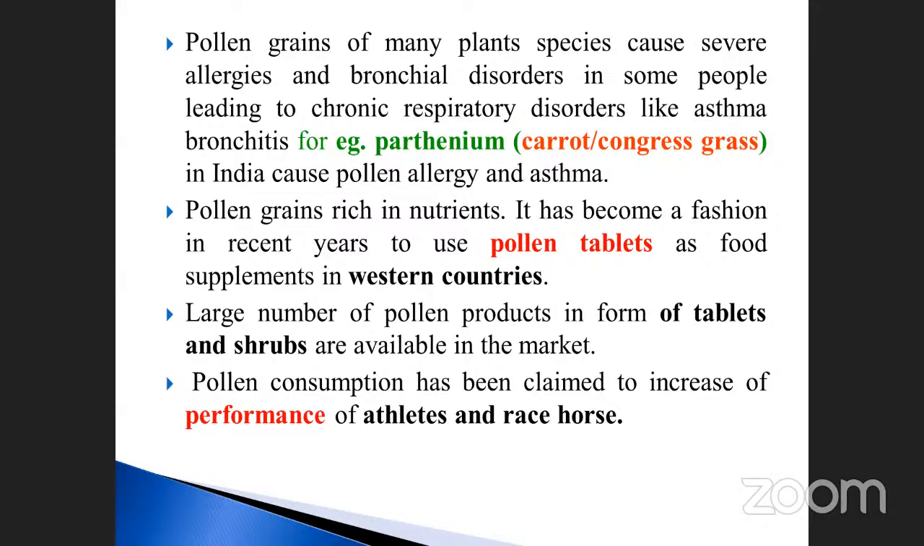See here, pollen grains are rich in nutrients. It has become a fashion in recent years to use pollen tablets. You know a little about protein-rich tablets. Which one do you know? Can you give any examples? Protein-rich tablets are also prepared from where? Space travelers mostly use them. Anybody else?